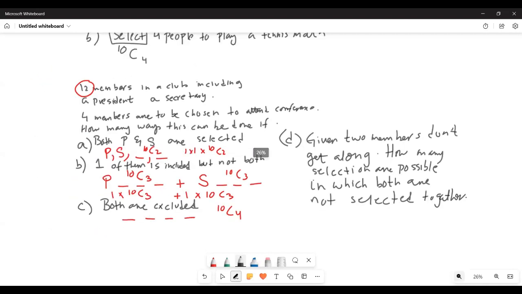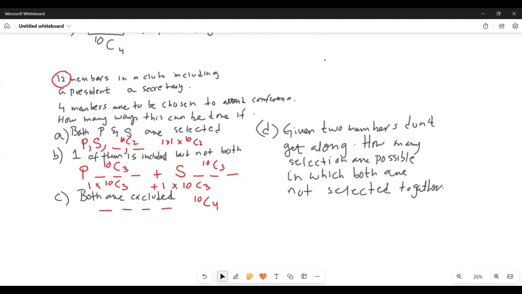So, let's take one case in which these two people who fight are not included. So, that gives us 10 people that have to be chosen for 4 spots. So, that's going to be 10C4. So, first case is both are not selected. So that's going to be 10 people available for 4 spots, so 10C4.